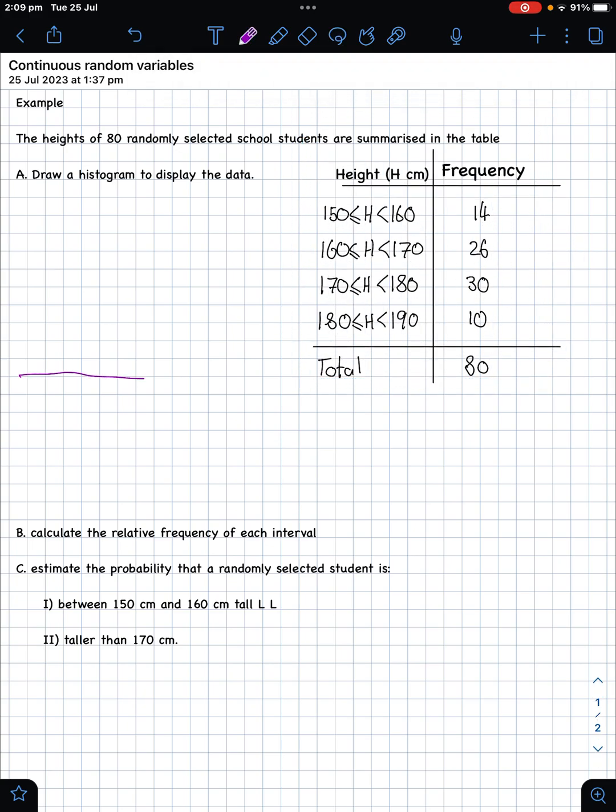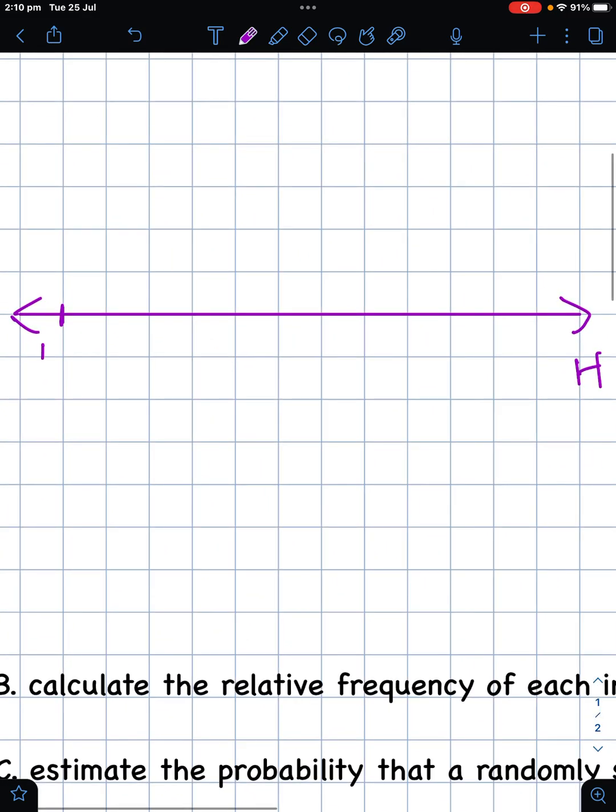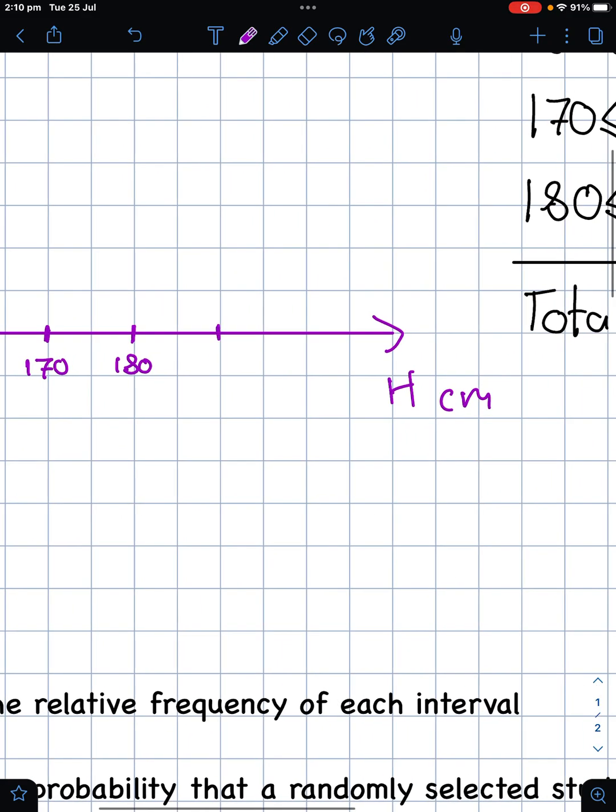So in this space here, we start with the bottom. Because this is one variable, we're going to have h on the bottom, which is in centimetres, our heights. And we've got this first one here: 150, 160, 170, 180, 190, and that gets us to the top.